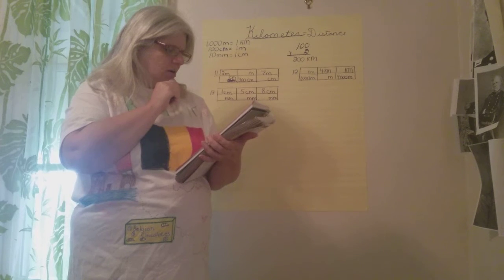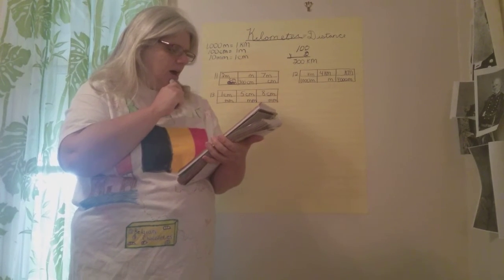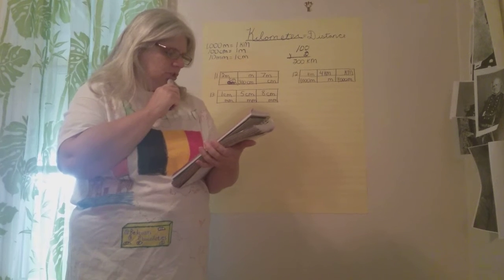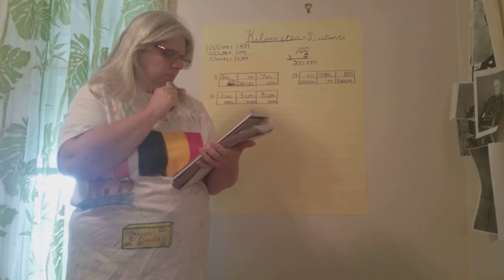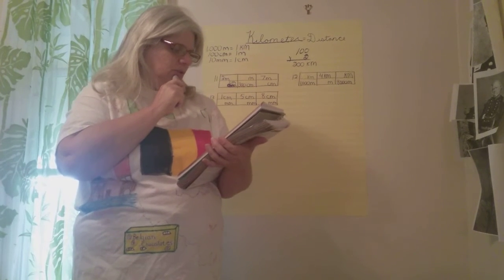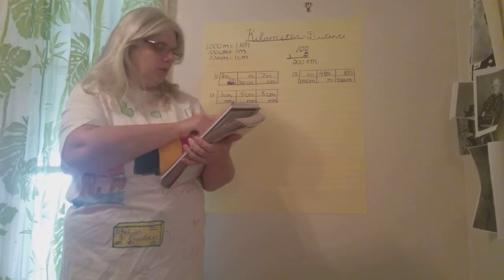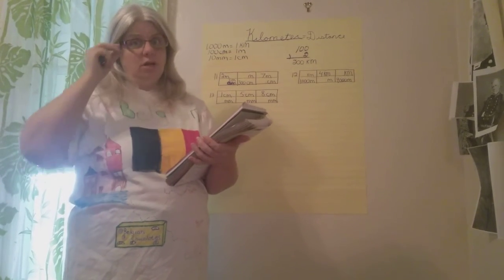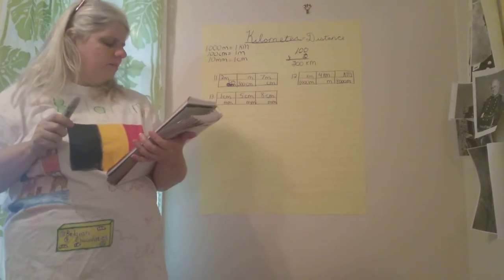Audrey walked on the track for 10 minutes. How many kilometers did she walk? Okay, so if she only walked for 10 minutes, do you think she'd walk 1 kilometer or 10 kilometers? Now remember, the dad was running, trying to get at 35. You're right, it would only be 1 kilometer.